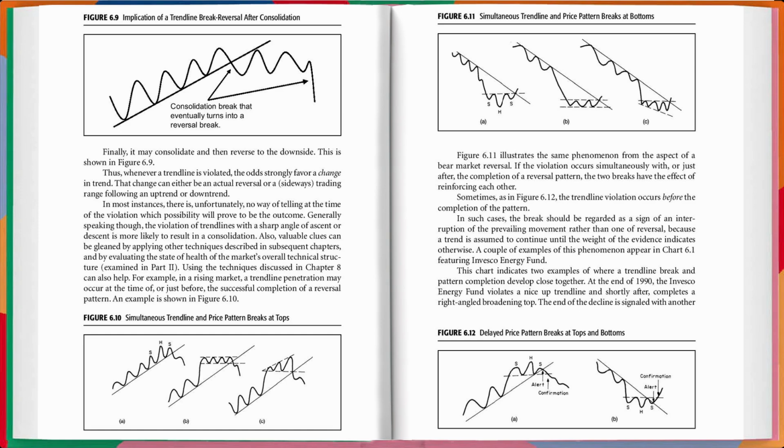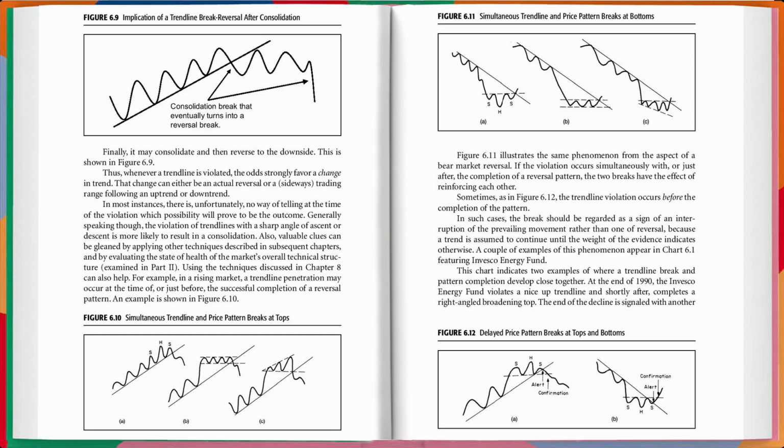Thus, whenever a trend line is violated, the odds strongly favor a change in trend. That change can either be an actual reversal or a sideways trading range following an uptrend or downtrend. In most instances, there is, unfortunately, no way of telling at the time of the violation which possibility will prove to be the outcome. Generally speaking, though, the violation of trend lines with a sharp angle of ascent or descent is more likely to result in a consolidation.